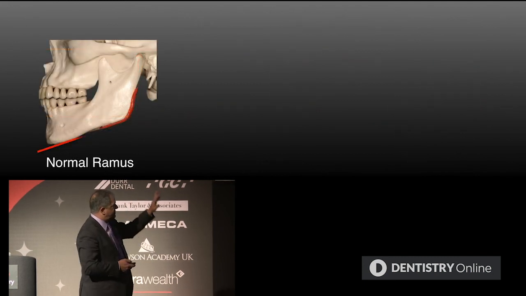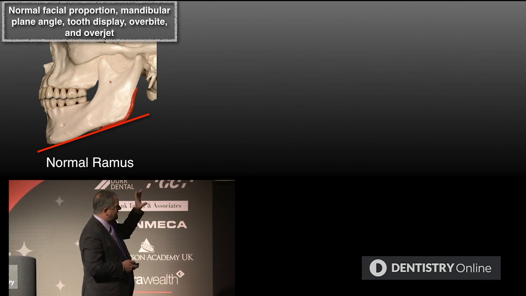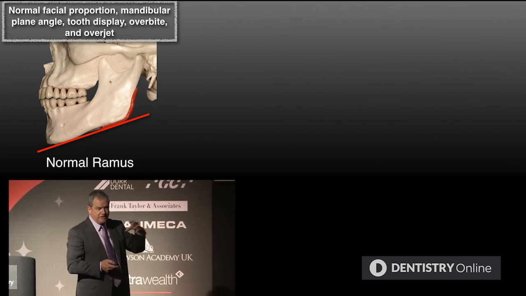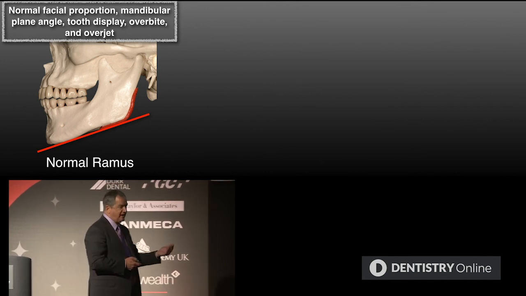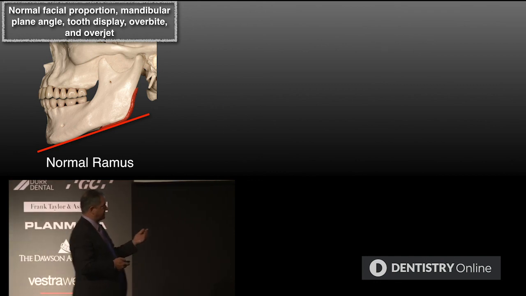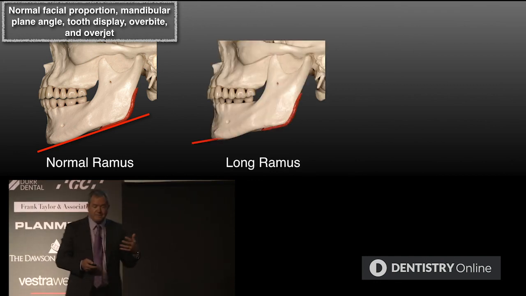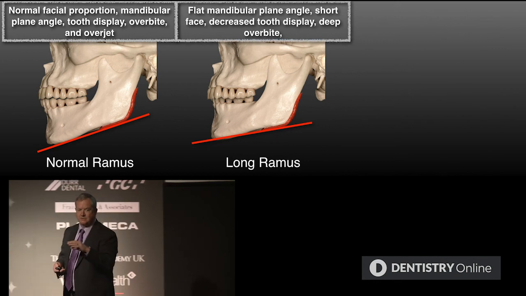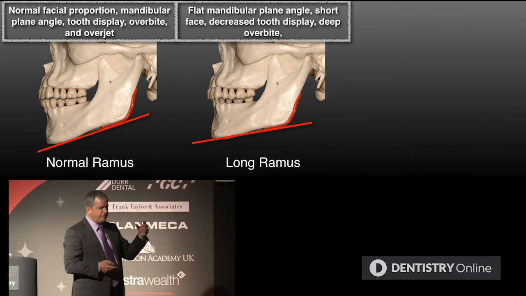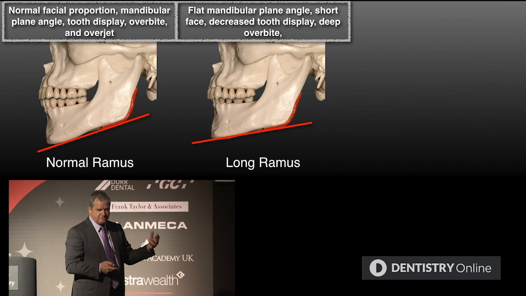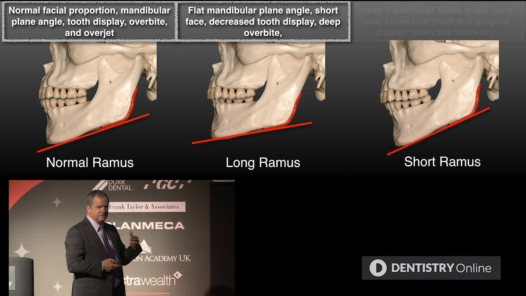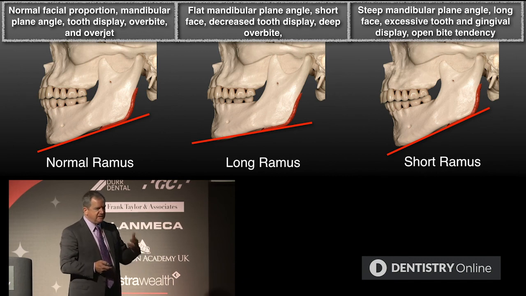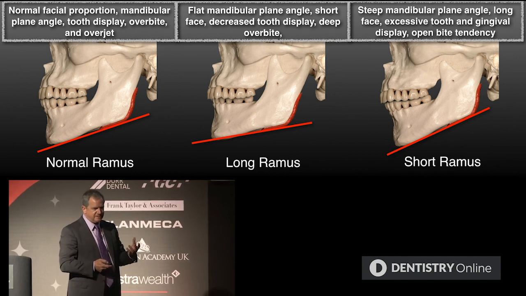So as you start to understand that this skeletal development is what's leading to what you and I see as a dental problem, you recognize that some of those problems really need a surgical correction, not a dental correction. And so as I said, the long ramus typically ends up with the flat mandibular plane angle, deep overbite, inadequate maxillary tooth display; the short ramus, steep mandibular plane angle, tendency to an open bite, gummy smile, long narrow face.